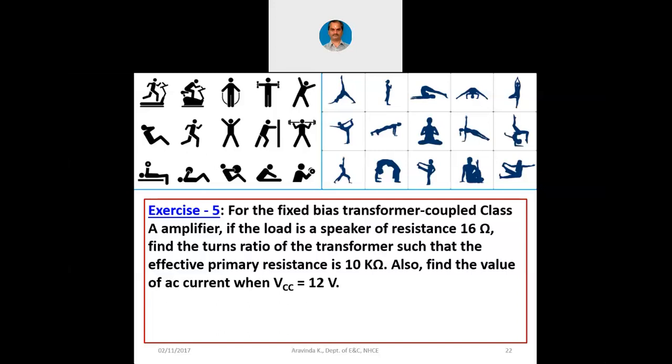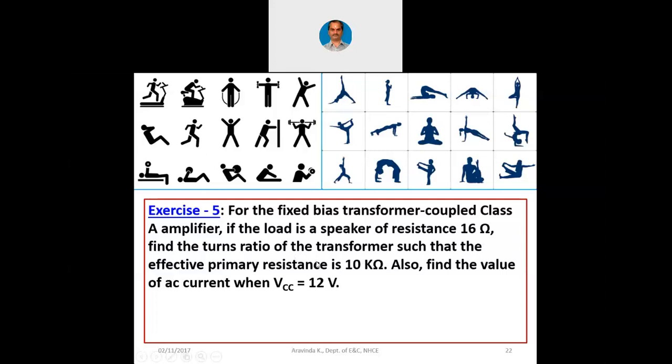So I am telling you all these things only to visualize how electrical power is converted into acoustic power by means of the loudspeakers, because we are dealing with audio power amplifiers now. So if the load is a speaker of resistance 16 ohms, find the turns ratio of the transformer such that the effective primary resistance is 10 kilo ohms.